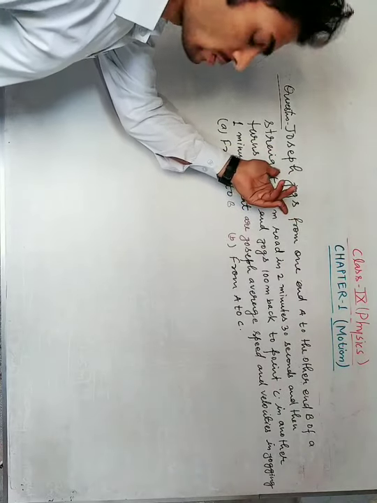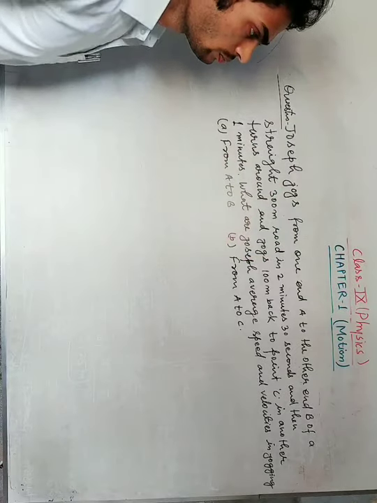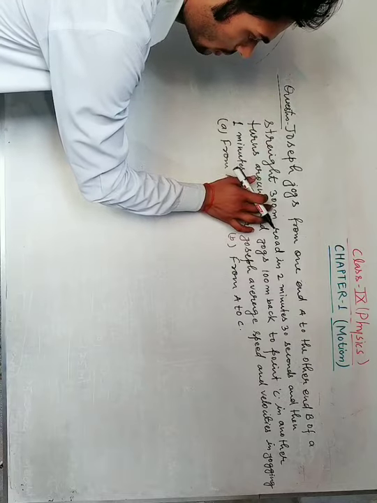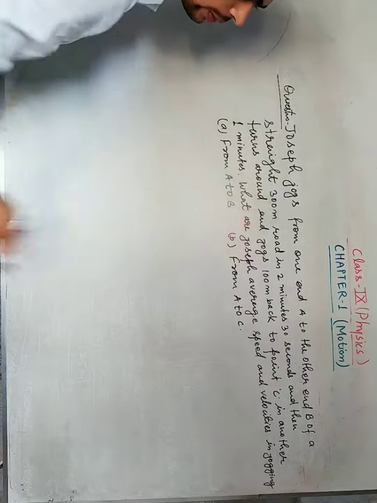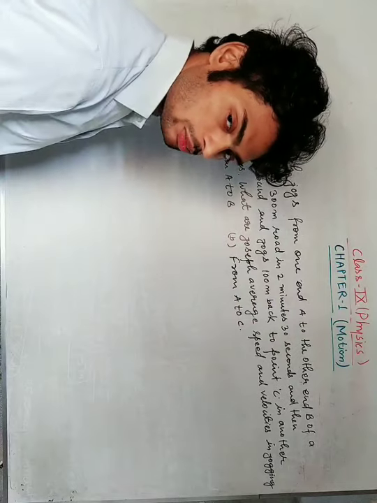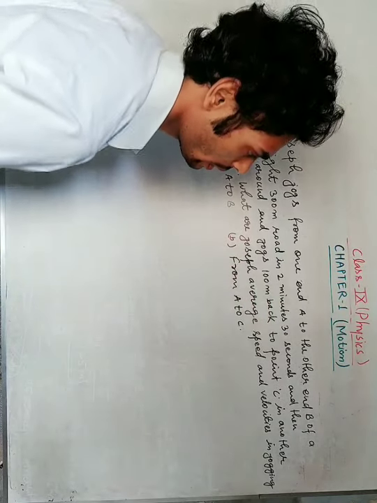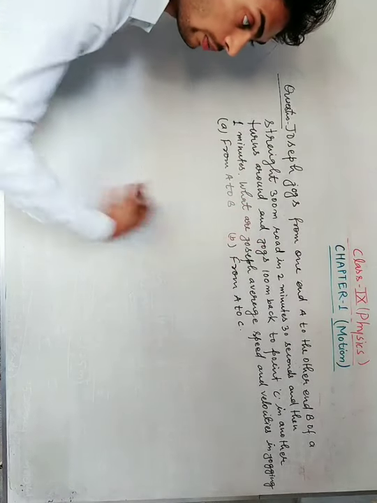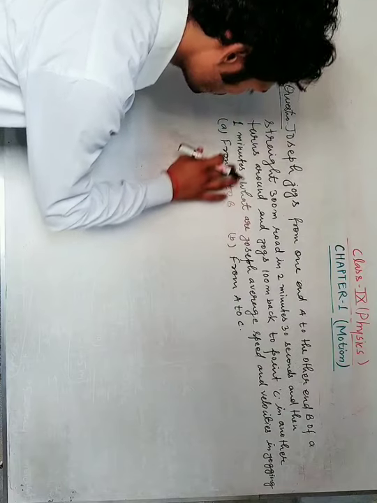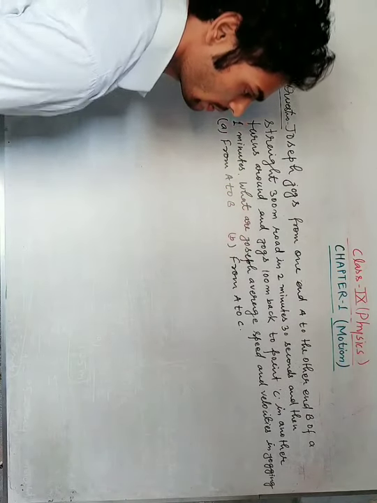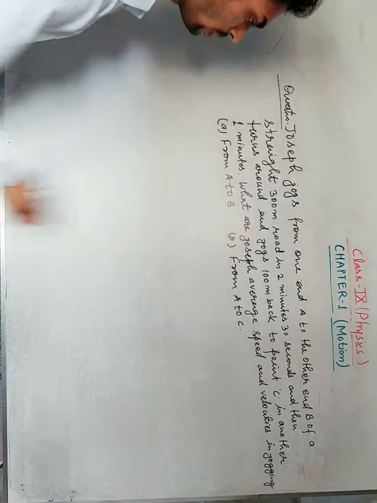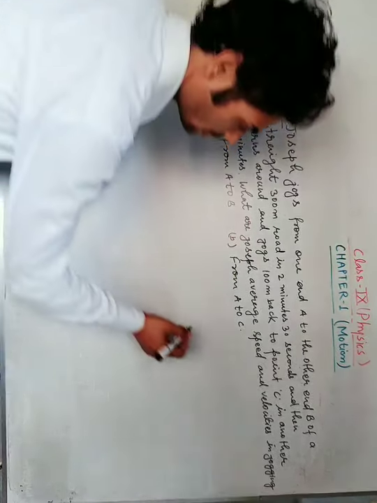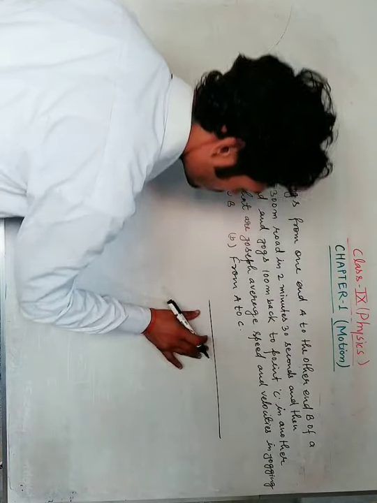Next numerical. Joseph jogs from one end A to the other end B of a straight 300 meter road in 2 minutes 30 seconds, and then turns around and jogs 100 meter back to point C in another 1 minute. What are Joseph's average speed and velocities in jogging from A to B and from A to C? So let's understand with this track, this straight line.